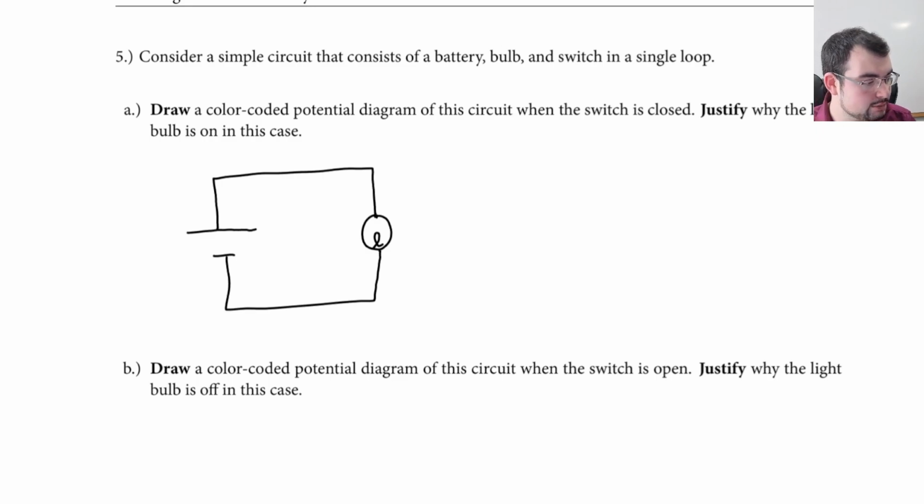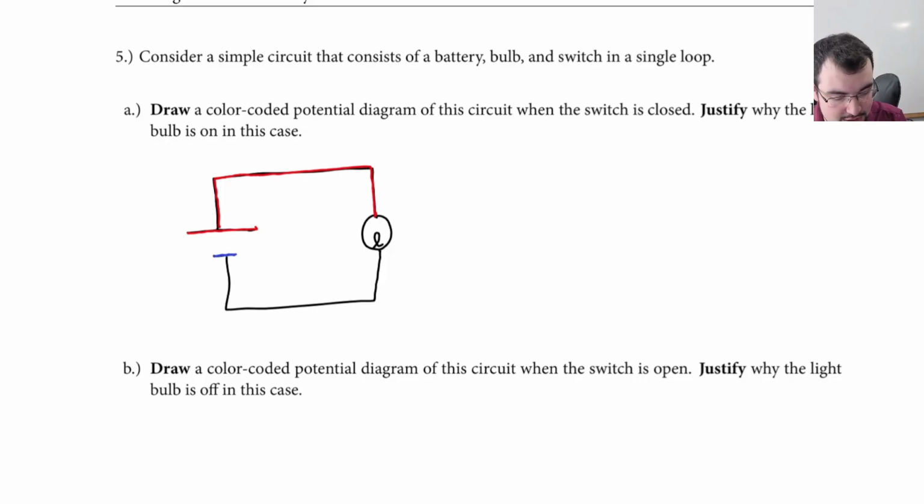So how do we color potential? We say that the positive terminal of the battery is our high potential. And this potential explores around the circuit until it hits a component. All right, I've hit a light bulb, so I stop. Now I turn around and I explore other paths, but I don't have any other paths available.